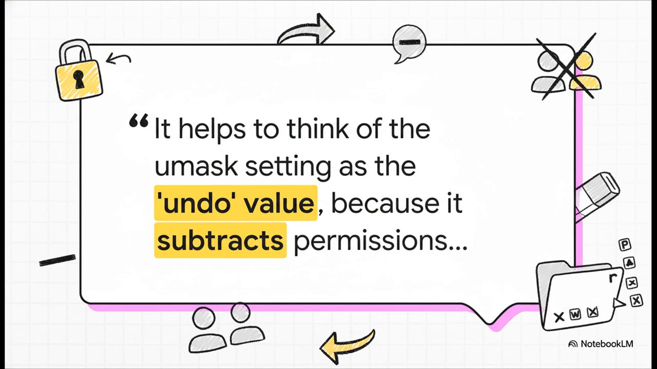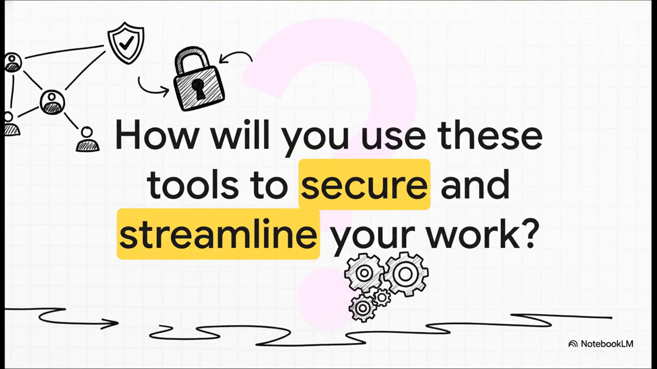I love this quote from the source material. It's a perfect way to remember how umask works. Think of it as an undo value. It reverses that default of maximum access, and it carves out only the permissions you don't want your new files to have. So remember, UMask, group ownership, and SGID, they aren't just abstract commands. They are your toolkit for building an automated and secure permission strategy. So the real question is, how are you going to use them to streamline your next project?